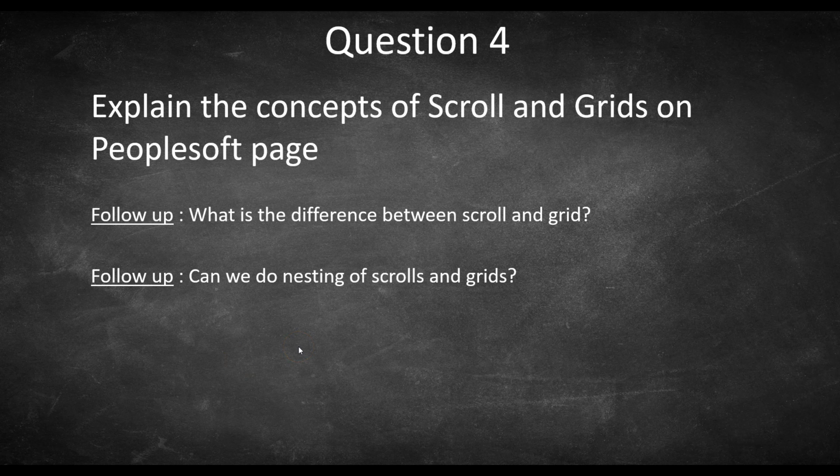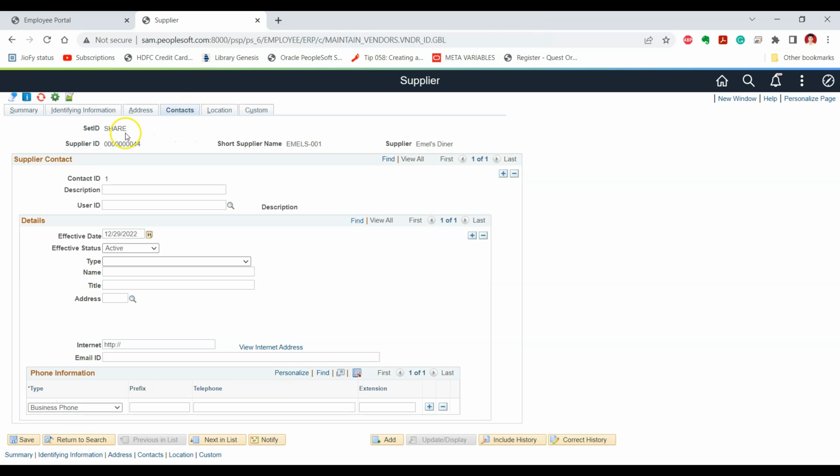Another follow-up question is that can we do nesting of scrolls and grids? So the answer is if we want to put a scroll or a grid inside a scroll, we can do that. But if it is a grid data structure, then inside that grid, we cannot add another scroll or a grid. Let us see one example. So this is the supplier contacts page. On this page, we have some key information at level 0. Then we have this supplier contract scroll area at level 1. Inside the scroll area, we have nested another scroll area with the supplier details. This will be at level 2.